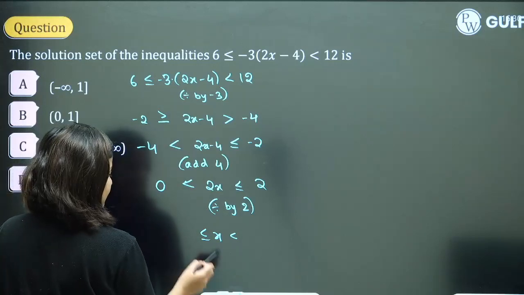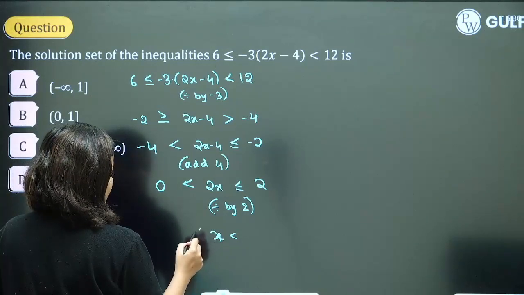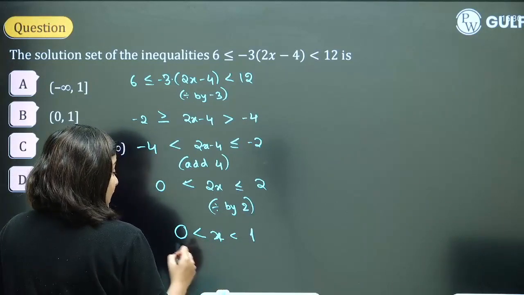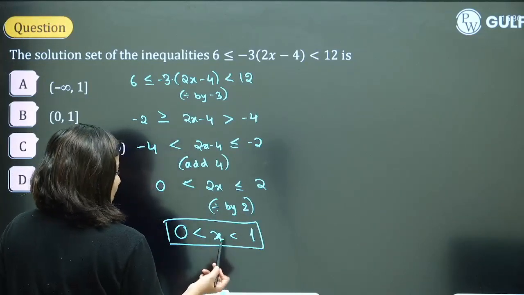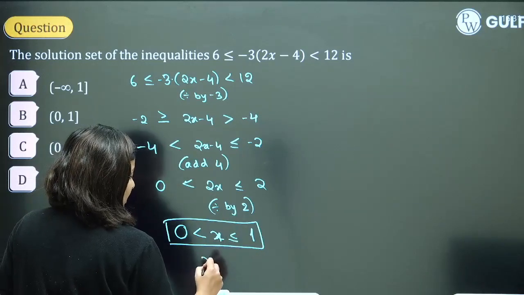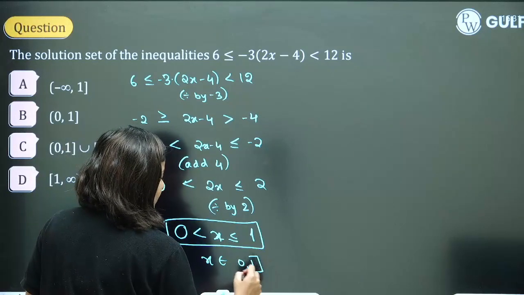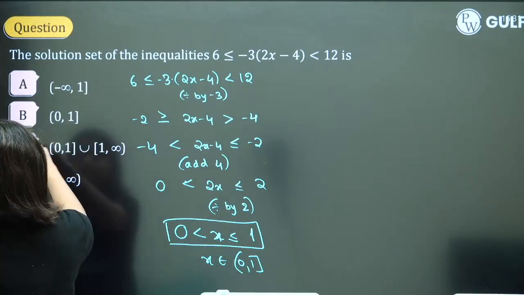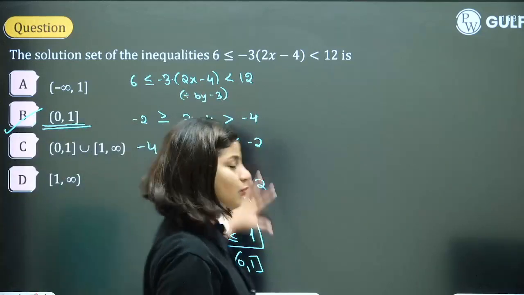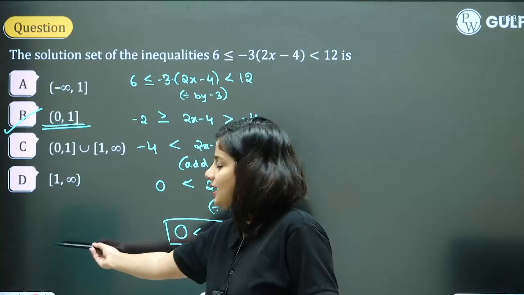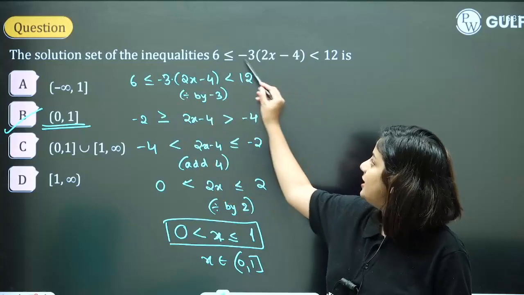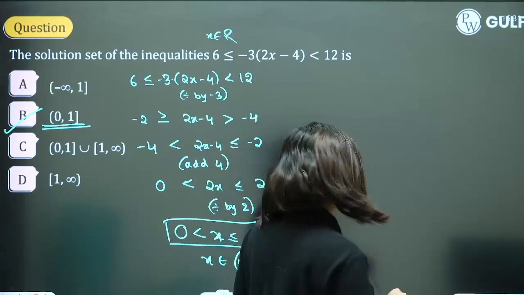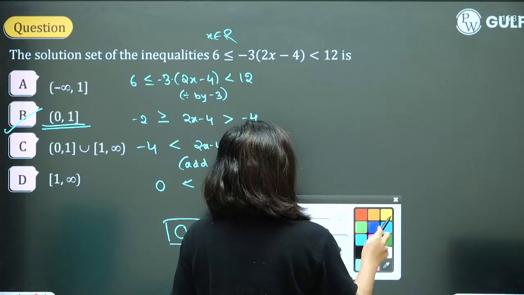The strict inequality is there, do not disturb it. Dividing by 2, 0 remains 0, this remains 1. X is between 0 and 1. Well, x belongs to 0 to 1. 0 is an open interval end, 1 is a closed interval end. Answer is option B. That's one way of solving. You can also represent the answer on a number line. They have not mentioned anything, so by default, x is what? Continuous, a real number.